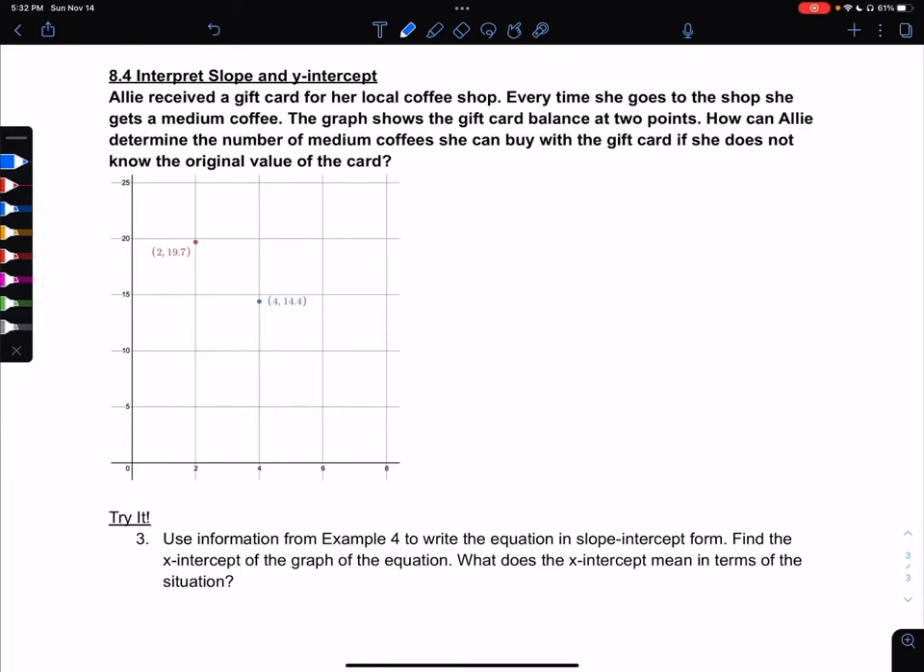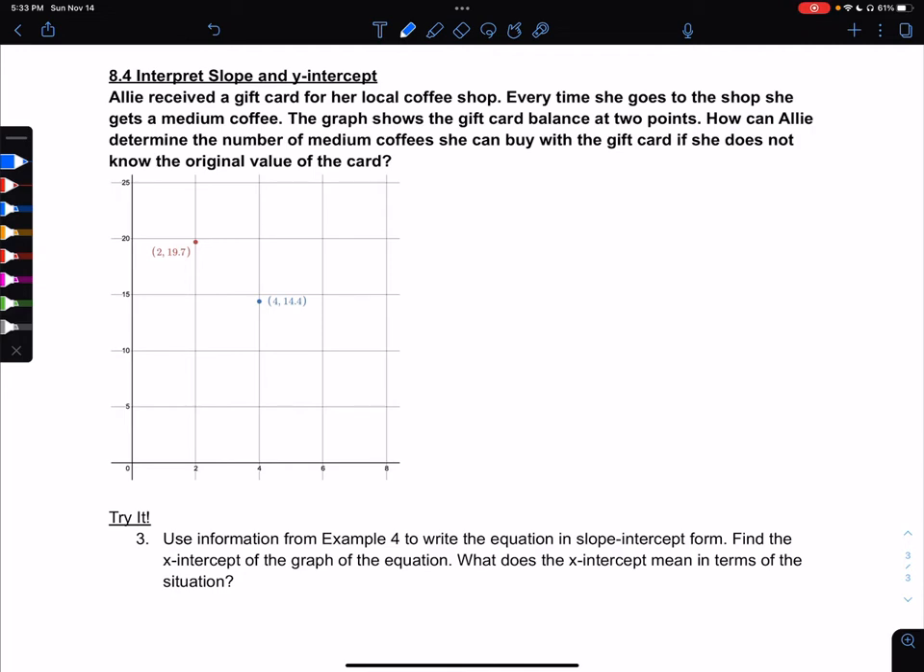Here we're going to look at topic 8, example 4, interpret slope and y-intercept. So this will be quite similar to example 3. We're just putting it in the context of a real-world problem. Allie received a gift card for her local coffee shop, and every time she goes to the shop, she gets a medium coffee. The graph shows the gift card balance at 2 points. How can Allie determine the number of medium coffees she can buy with the gift card if she does not know the original value of the card?